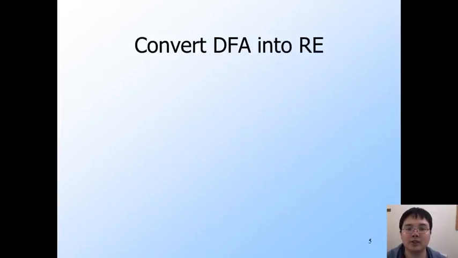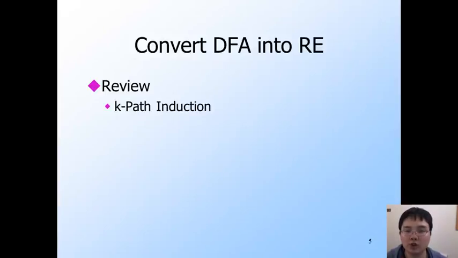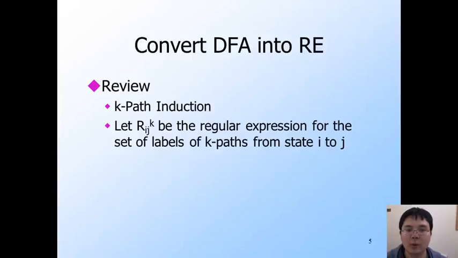We will now start to discuss the conversion from a DFA into a regular expression. Firstly, let's have a review. In the conversion, we introduce the notion of k-path induction, where Rijk is the regular expression for the set of labels of k-paths from state i to state j. This means that, starting from i, if the DFA receives any string from Rijk, it will go to state j and will not pass any node with label greater than k. And Rijk describes all such strings.